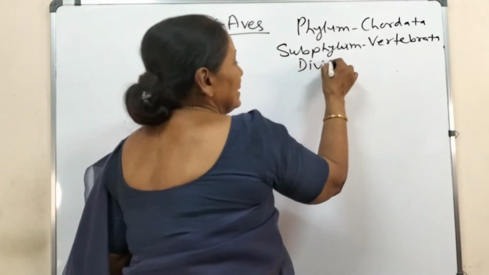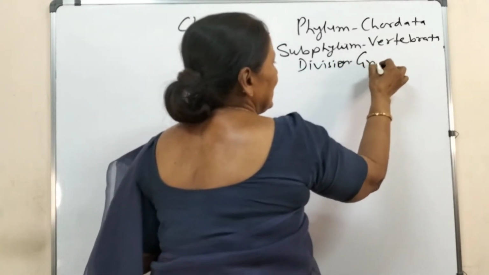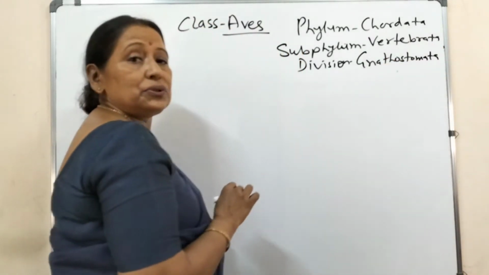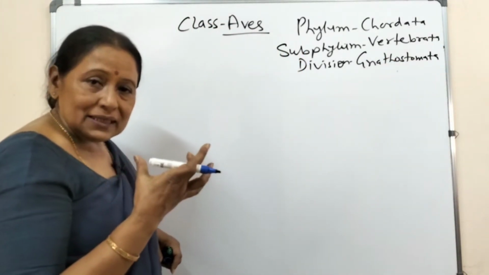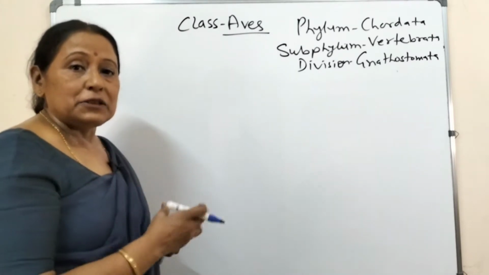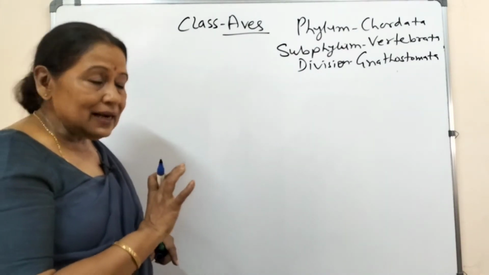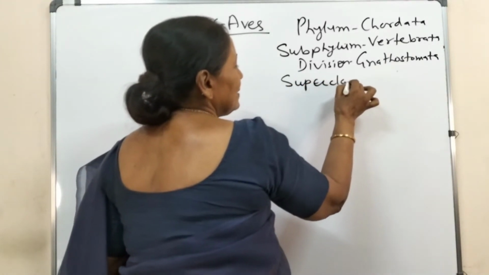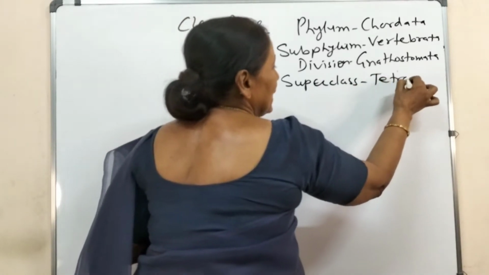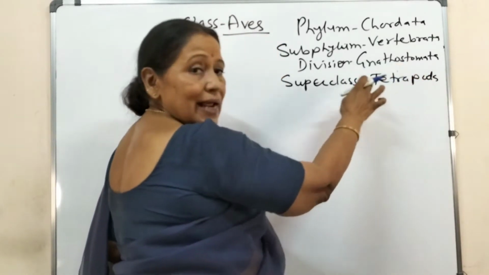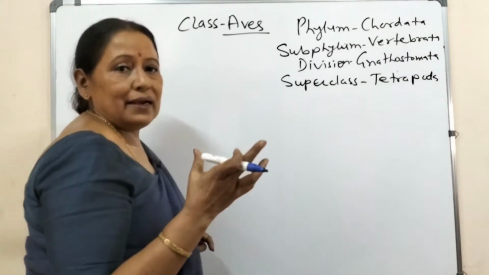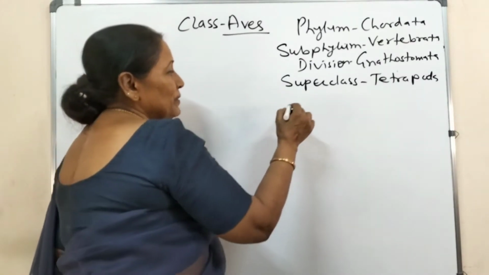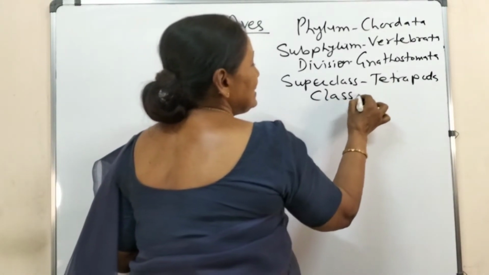These Aves come under the division Gnathostomata. What are Gnathostomata? These are those vertebrates in which the jaw is present. Then the superclass is Tetrapoda. Tetrapoda are those gnathostomes in which two pair, tetra means 4, that is 2 pair of limbs are present. Then we come to the class Aves.